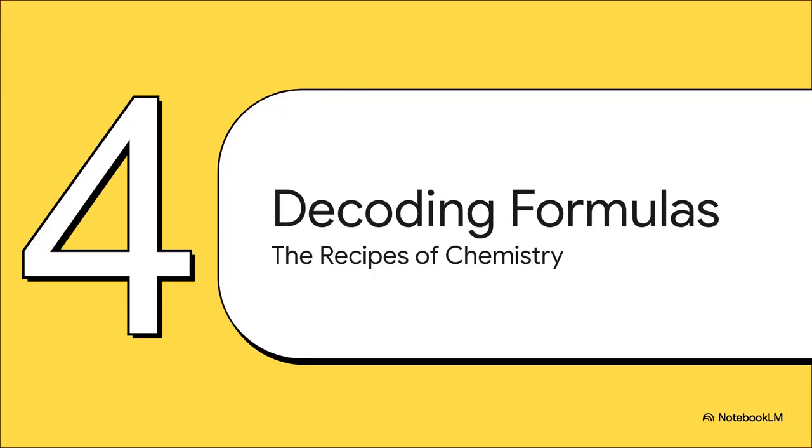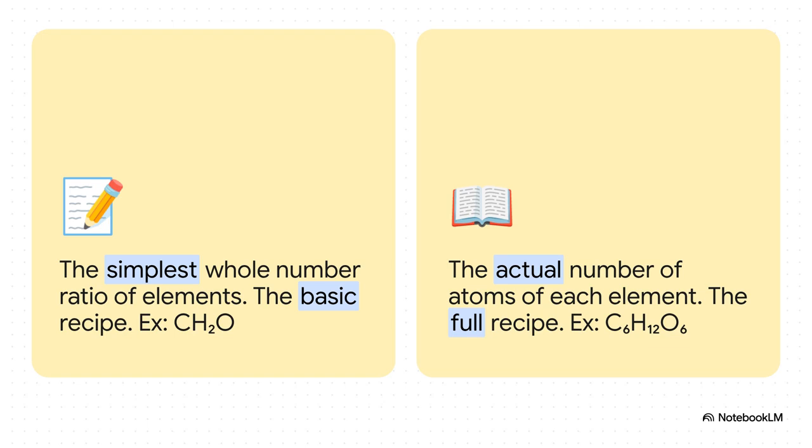So now that we can weigh and count our chemical letters and words, let's look at how they're actually written down. Chemical formulas are basically the recipes of chemistry. They tell us exactly what ingredients are in a compound and, just as importantly, in what amounts. And there are two main types you'll see. The empirical formula gives you the simplest ratio. Think of it as the basic recipe.